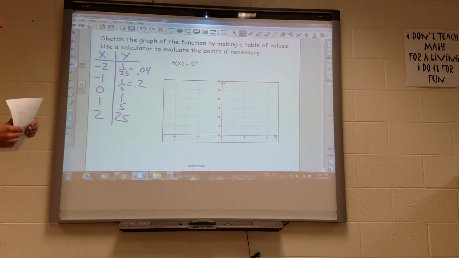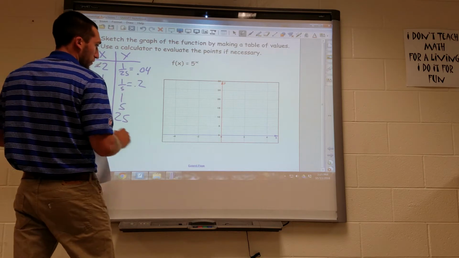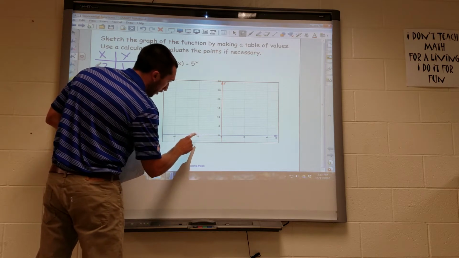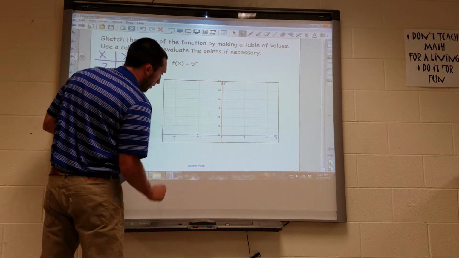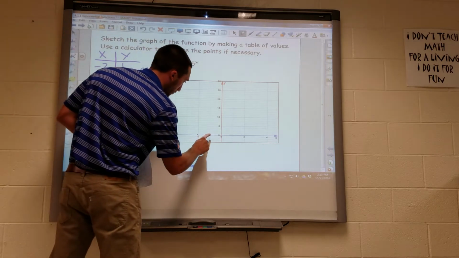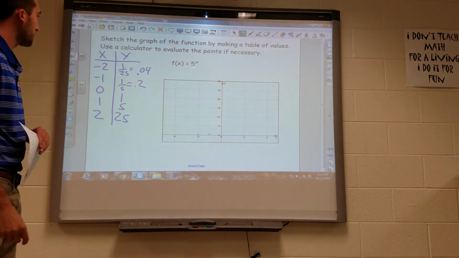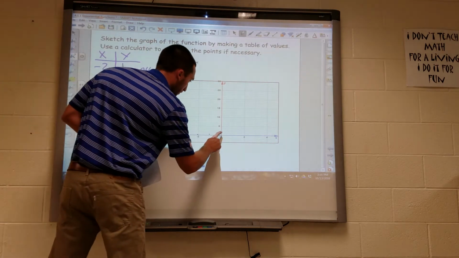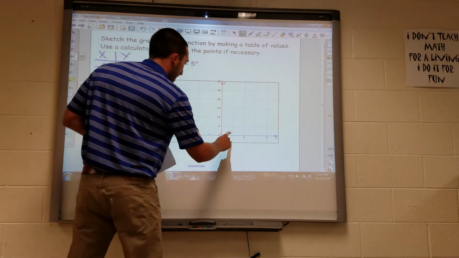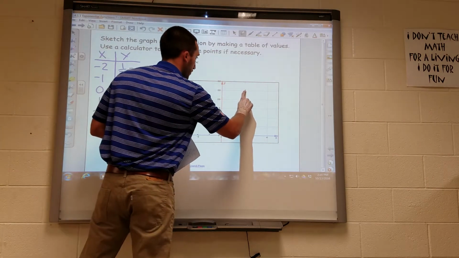So now I can go ahead and plot these points. I'm going to use a different color, that should work. At -2, my value was 0.04, so just a little bit above the x-axis. At -1, I was 0.2, so again, a little bit above the x-axis. At 0, I'm at 1. And at 1, I'm at 5 with 25 at 2.